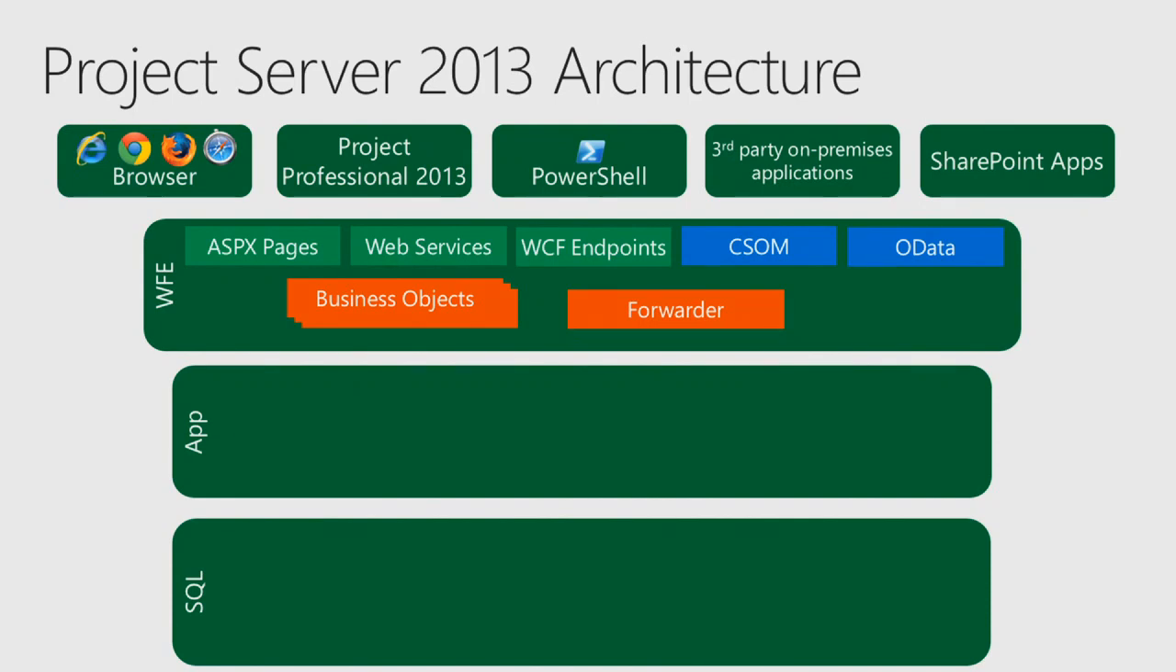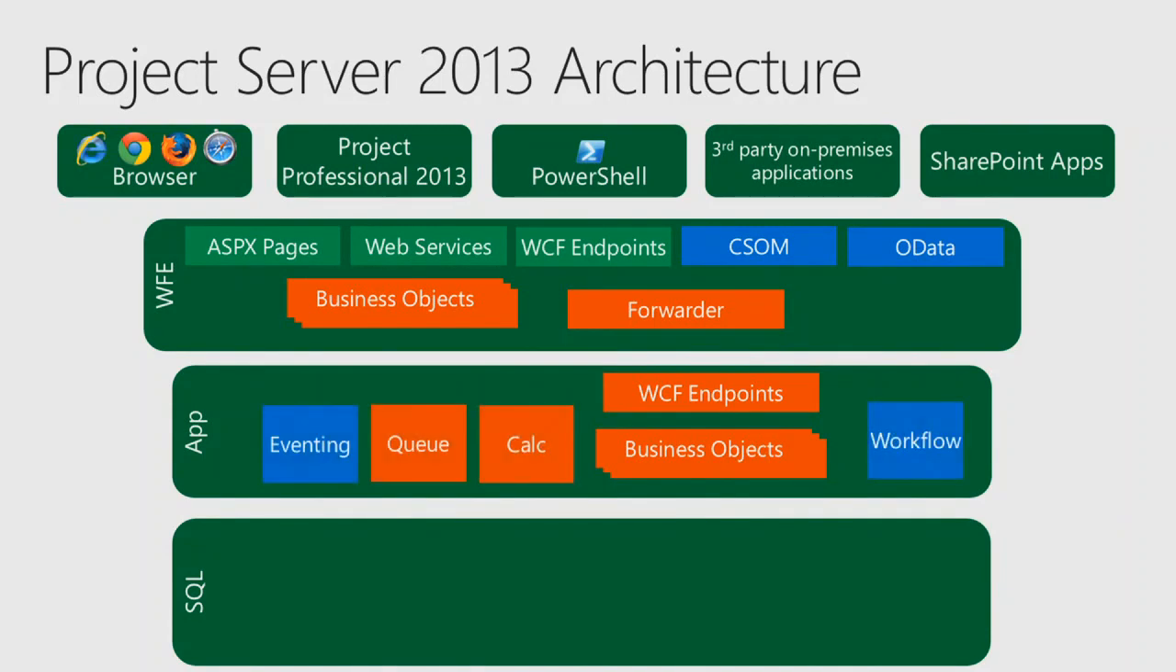And Chris yesterday covered how you want to set up how many front ends and machines you want to have in your farm to scale that. The forwarder would forward to the app tier for things that are more intensive, things that happen in the queue, where you have our NT services running: the calc service, the workflow, the eventing service. We now support remote event receivers and Azure workflows for online. They also work on-prem if you want to set them up so.